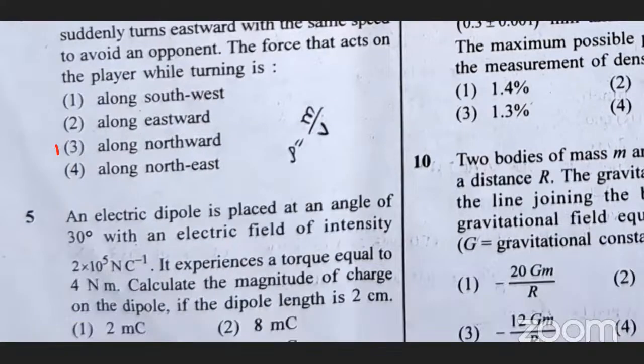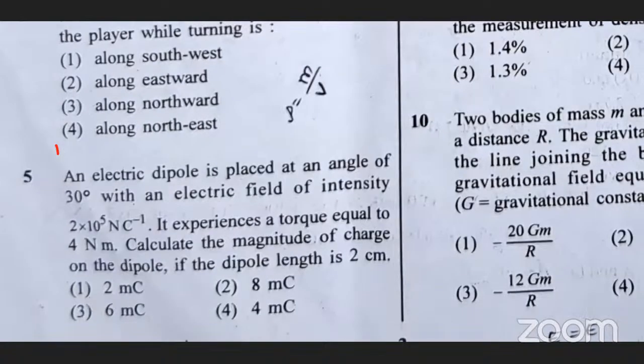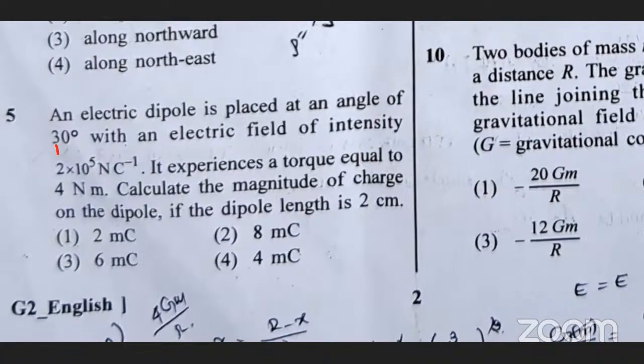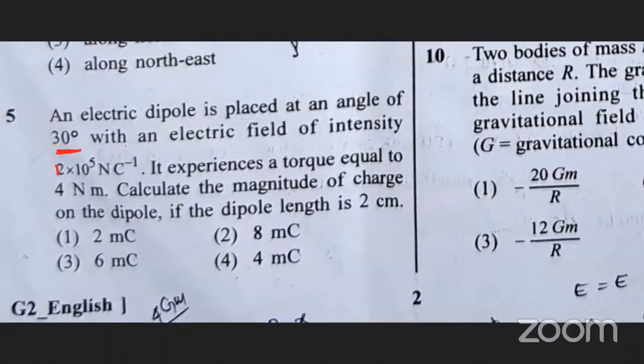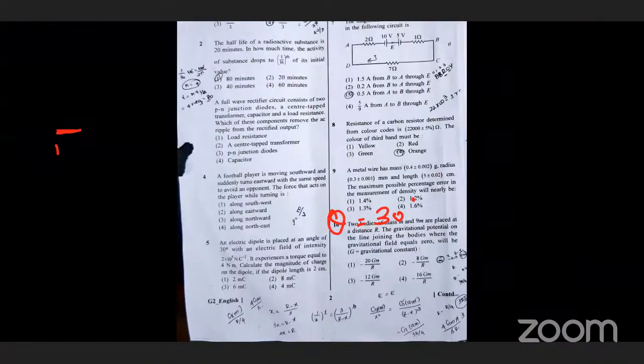So next we are going to solve question number 5. An electric dipole is placed at an angle of 30 degrees with the electric field. So theta is equal to 30 degrees. Here we need to find the torque. So torque tau is equal to PE sine theta.